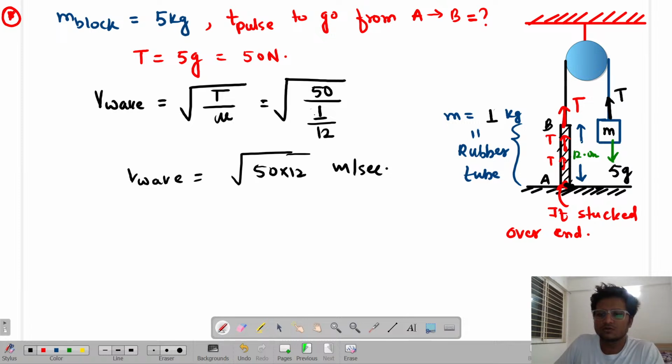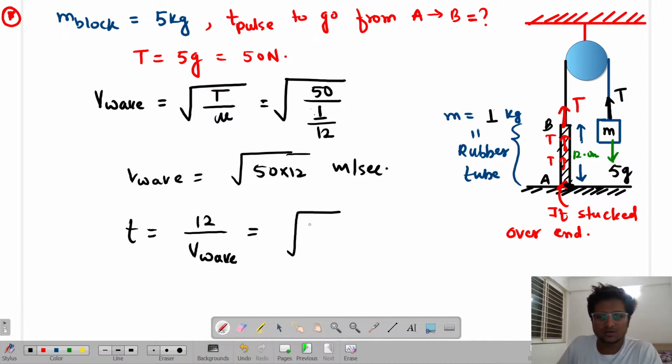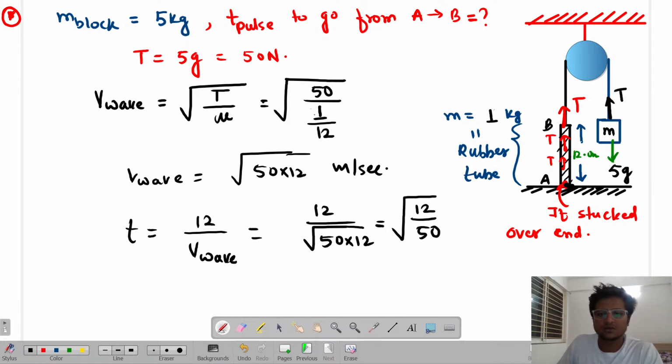So the time taken by the wave to go from point A to point B is distance, which is 12, divided by the velocity of the wave. Are you able to get me or not? That's going to be my answer. So how much is that? Sorry, 12 by root under 50 into root 12. So I think you'll get it as root under 12 by 50. So solve this. Should I solve it? No, so you solve it, okay? Can we move to the next question?